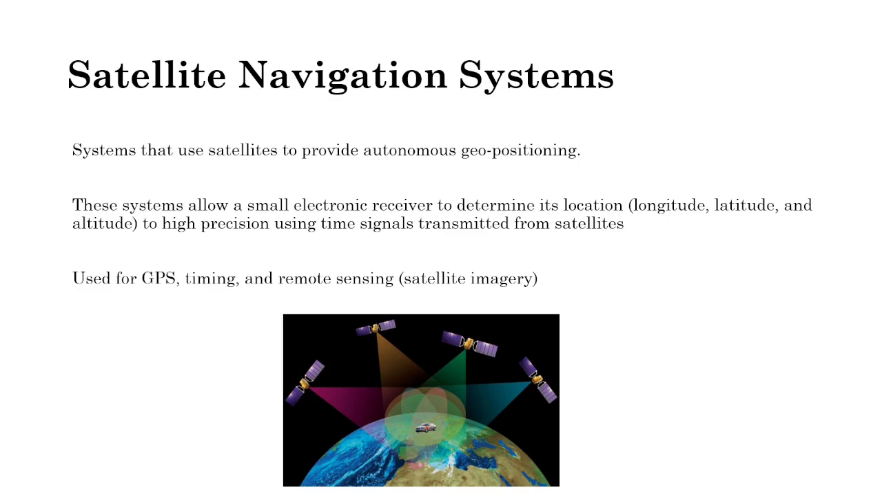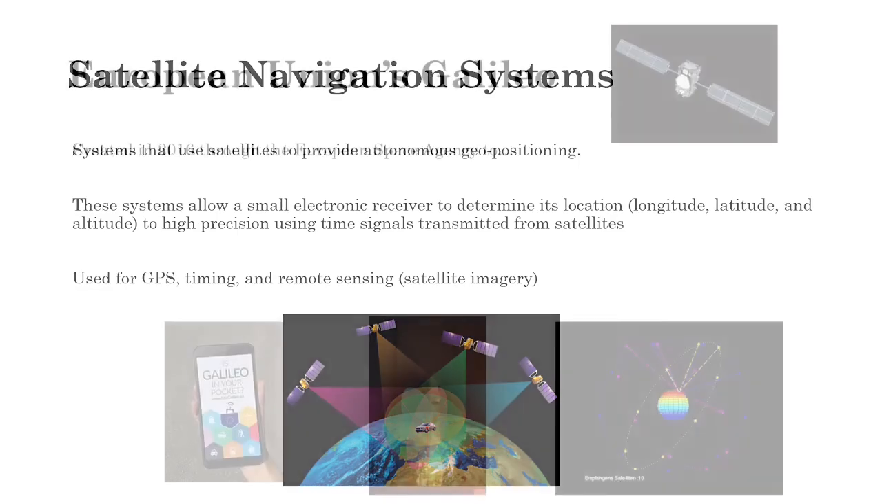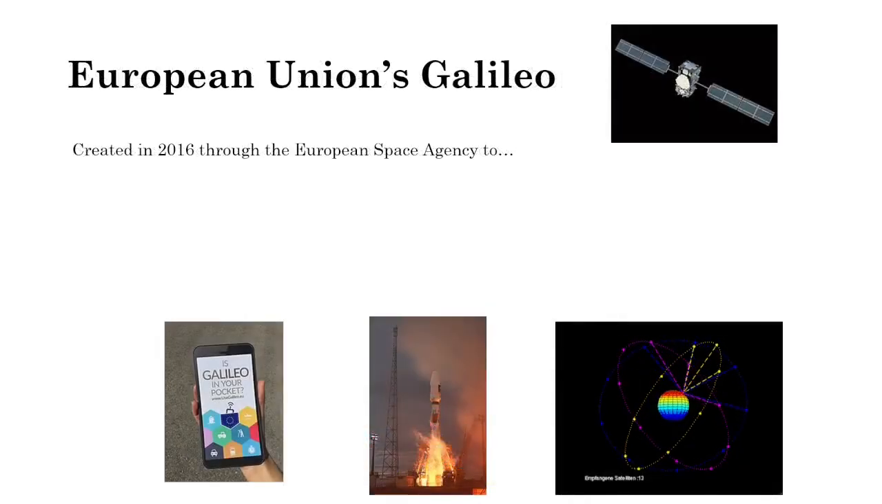And these satellite navigation systems can be used for your GPS. They can be used for navigation. They can also be used for timing different events, as well as remote sensing. And remote sensing is just a very fancy word for taking images with a satellite. So Galileo is the European Union's satellite navigation system. Russia has one. China has one. The U.S. has a GPS satellite navigation system.